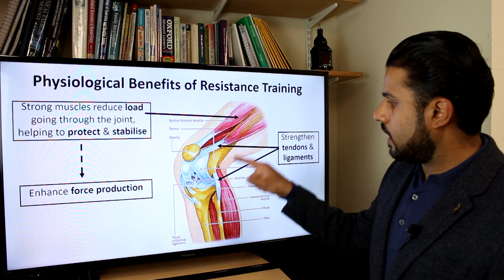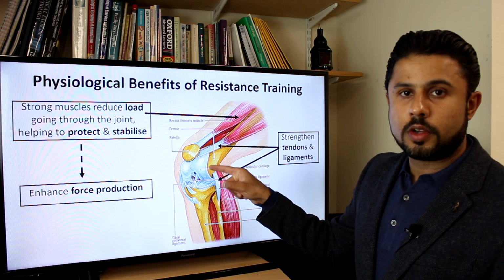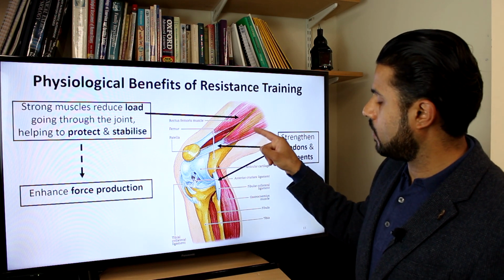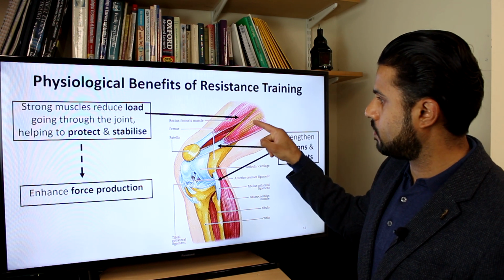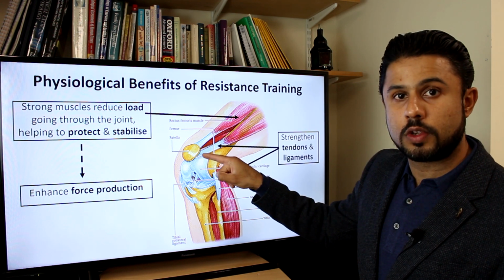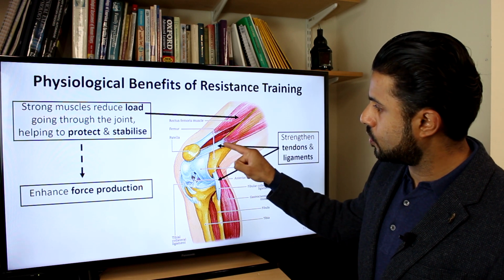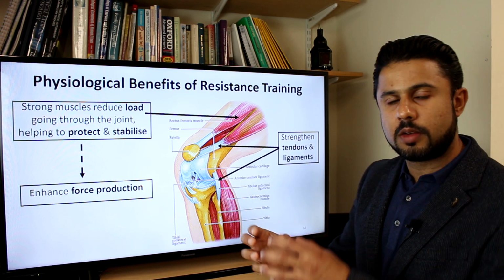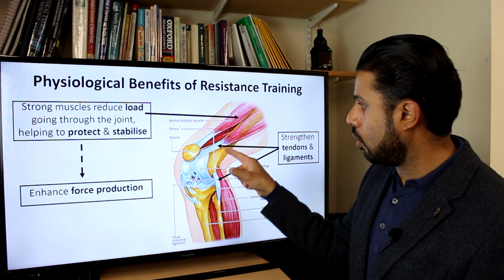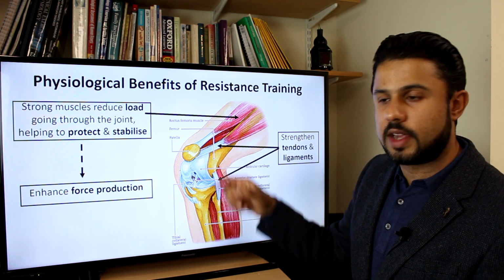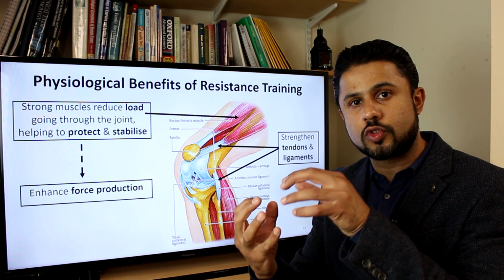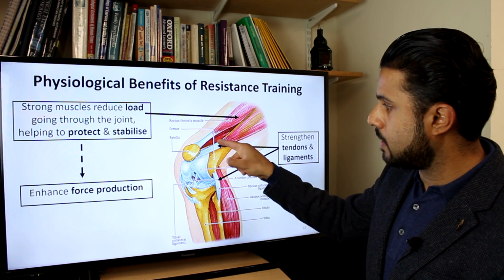Now, tendons and ligaments, extremely important. When you do resistance training, essentially what happens is the force that's produced by the muscle is transmitted through to the bone via the tendon. So when you do resistance training, as the force transmits through, the tendon becomes thicker. There's more collagen fibers that are deposited into the tendon. It becomes thicker, stronger. It stabilizes the joint.